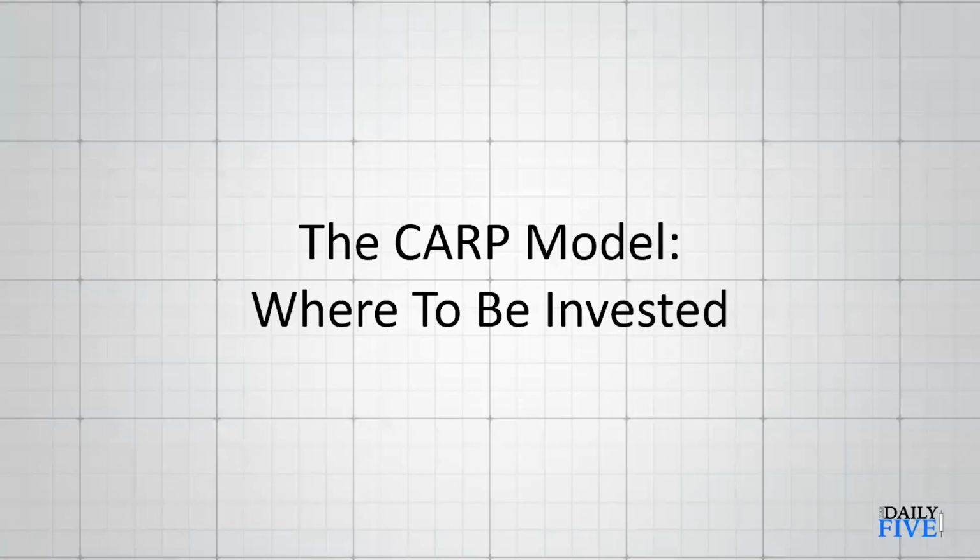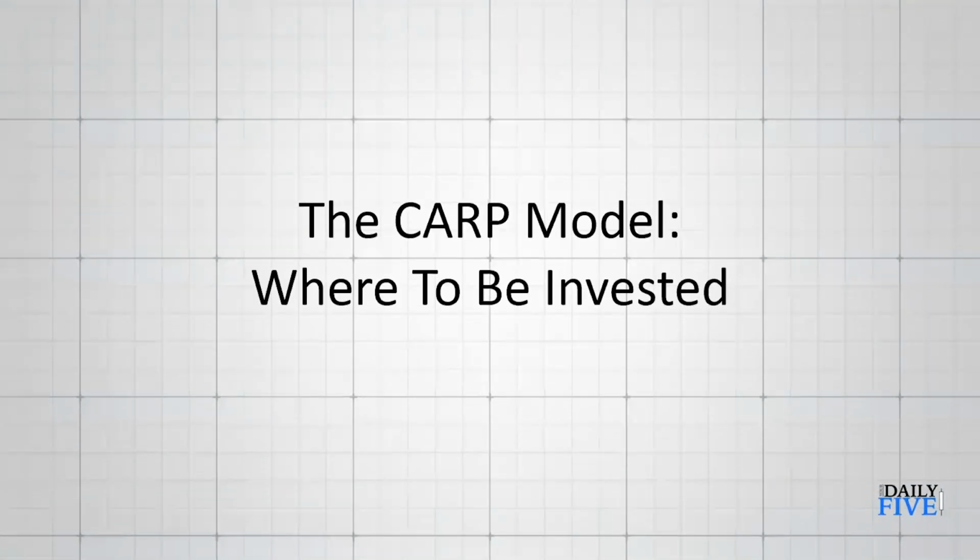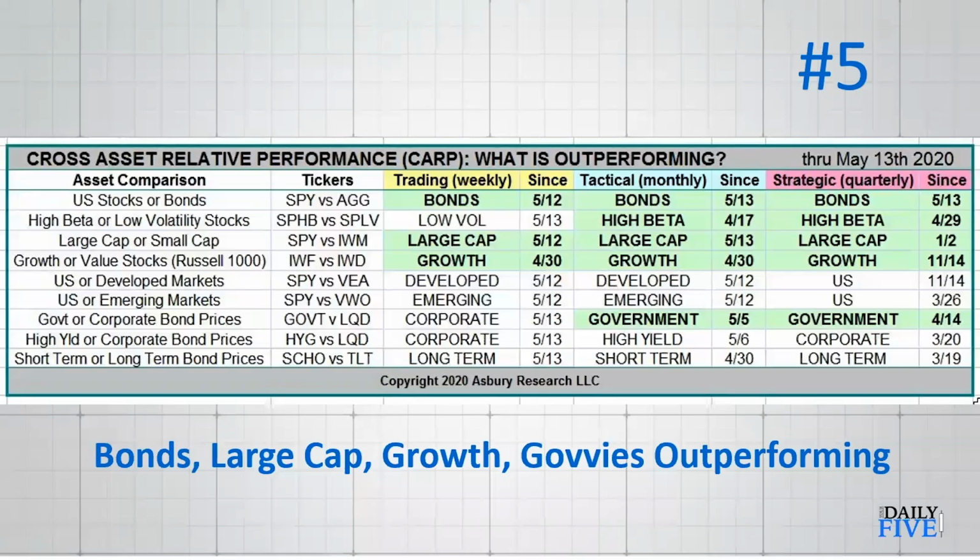Finally, where to be invested. We have another in-house model we use, and we call it the CARP model, and that's an acronym for cross-asset relative performance, or CARP. So what this does is it looks at 9 different relationships: stocks versus bonds, high beta versus low volatility stocks, large cap versus small cap, growth versus value, and so on, all the way down to 3 fixed income relationships down at the bottom of the table.